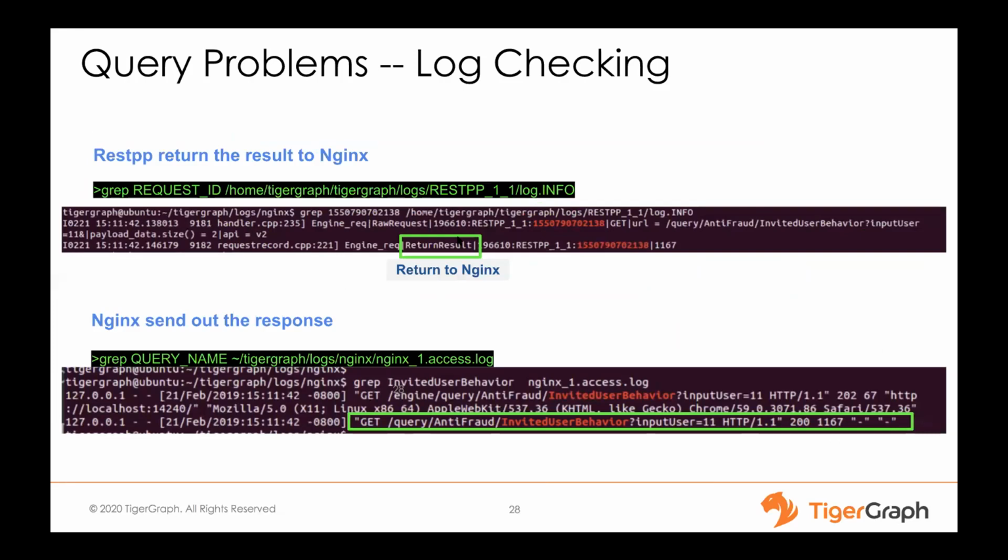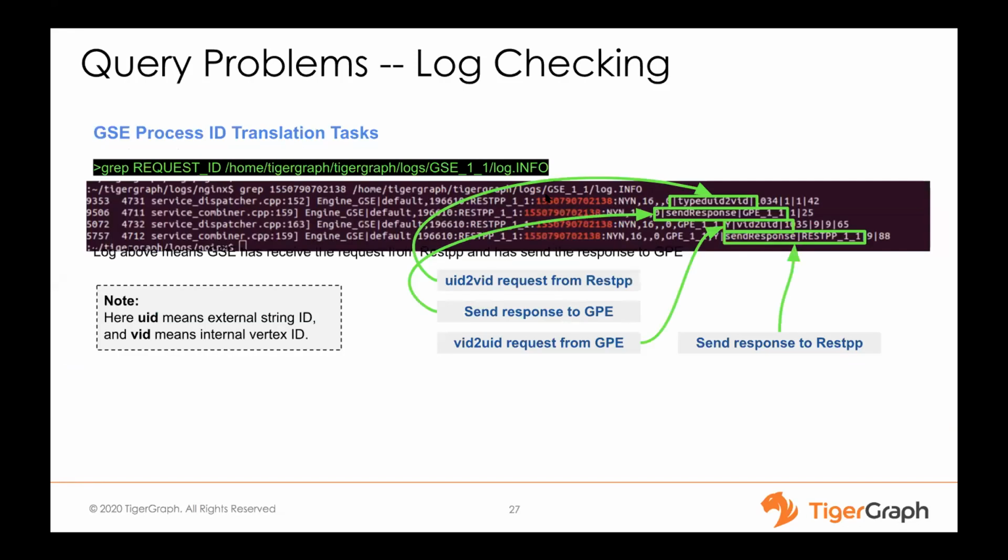Okay, and this is REST PP. So once it receives the result from GPE, it will return the result to Nginx, right? And after Nginx is done, it will print something like this in logs. So at this point, the query execution is officially finished, right? And we want to look at this part for performance tuning.